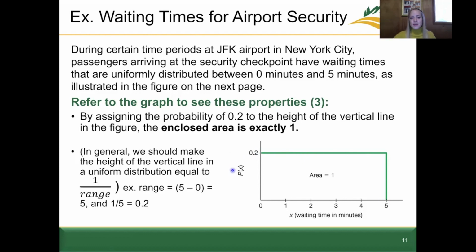Well, that probability value that establishes the height of this vertical line, so this is 0.2 probability in height, we get that 0.2 by taking the range. So remember what the range is. It's going to be our maximum data point minus our minimum data point. Here, this is 5 minus 0, so our range is 5. Then to find that probability, we're going to take 1 over the value of the range. So 1 over 5 is equal to 0.2. That's how we would get this probability value if it were not given to us.